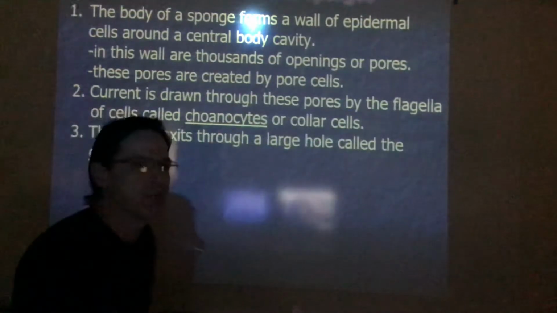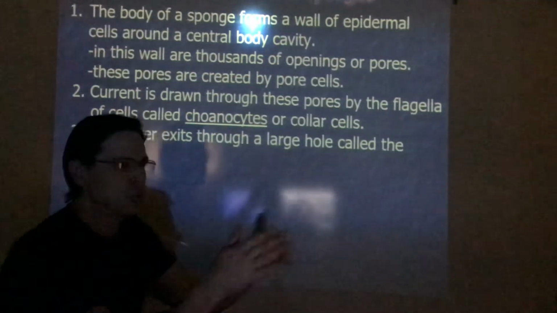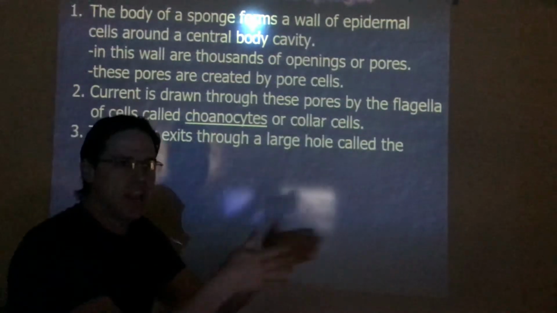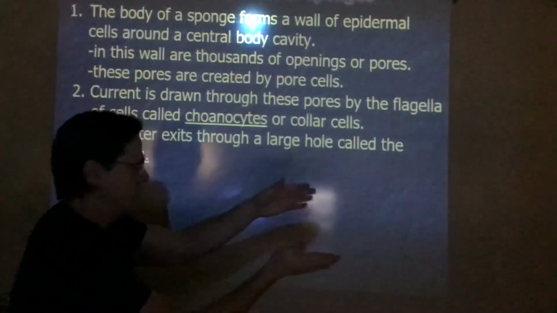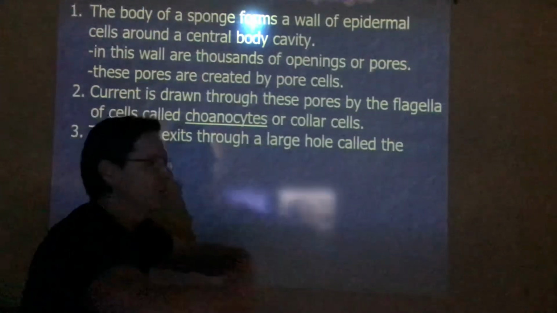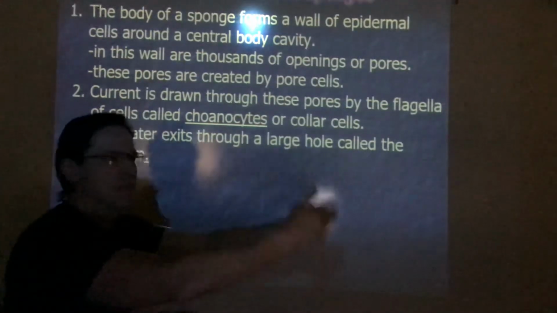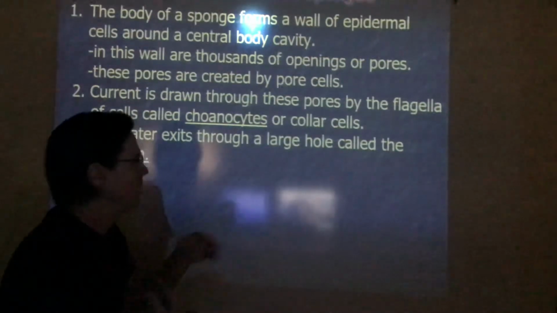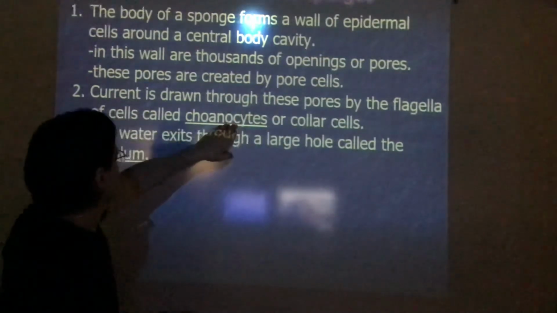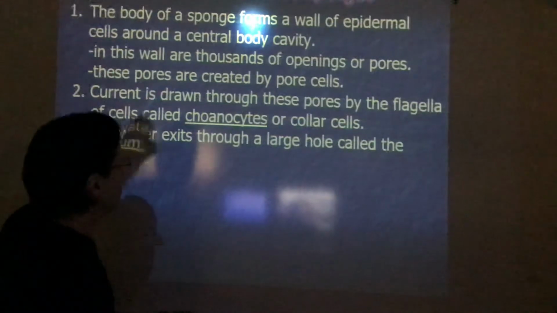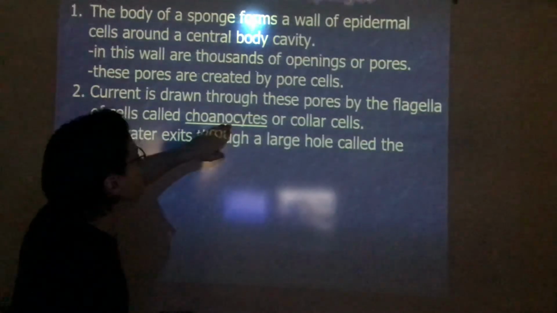That's a common term here. Flagella or cilia are just whip-like little tiny hairs that basically undulate back and forth like this. It'd be no different than if I did this with my hands, creating a breeze in towards my body. Well, they don't have a big fancy program, but the cells are called collar cells or choanocytes, okay?